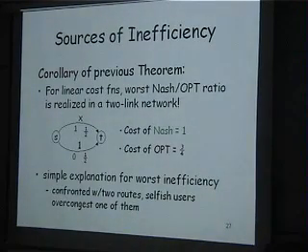In particular, I think as soon as you see that selfish routing is inefficient, that it fails to produce an optimal outcome, it's natural to kind of think, you know, why?